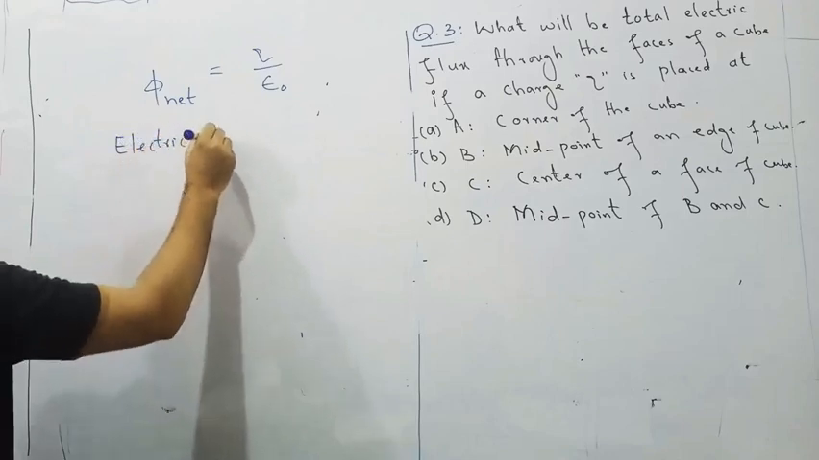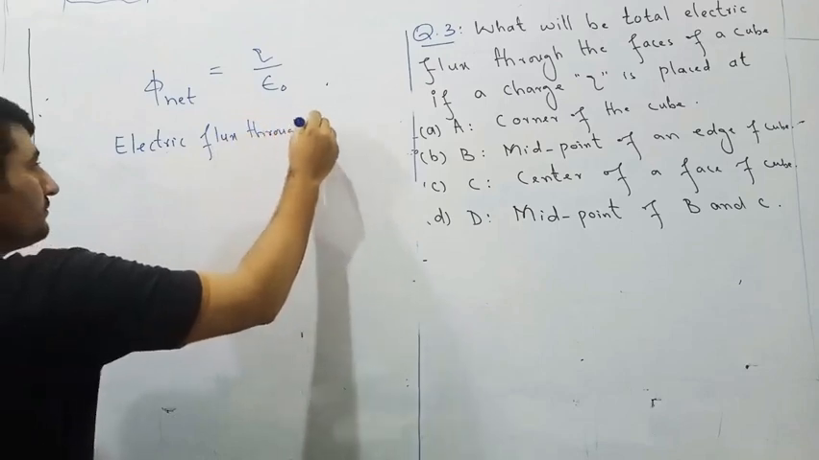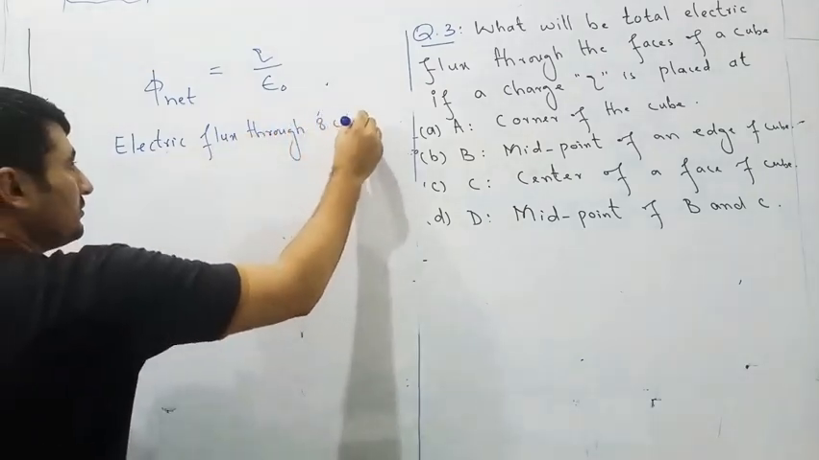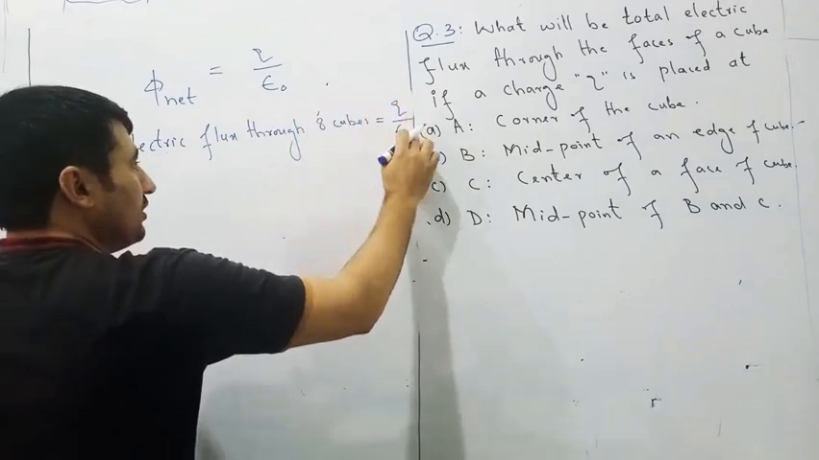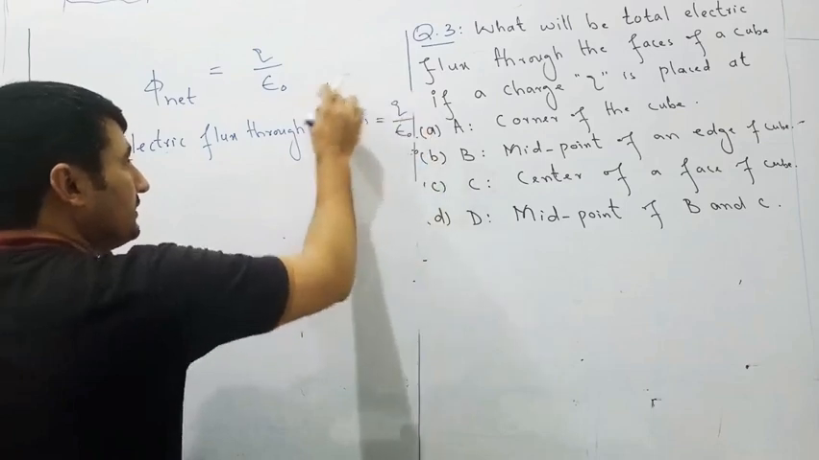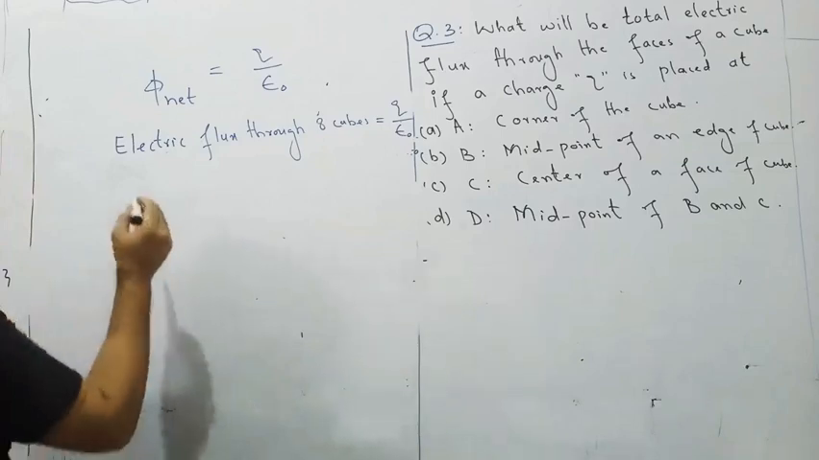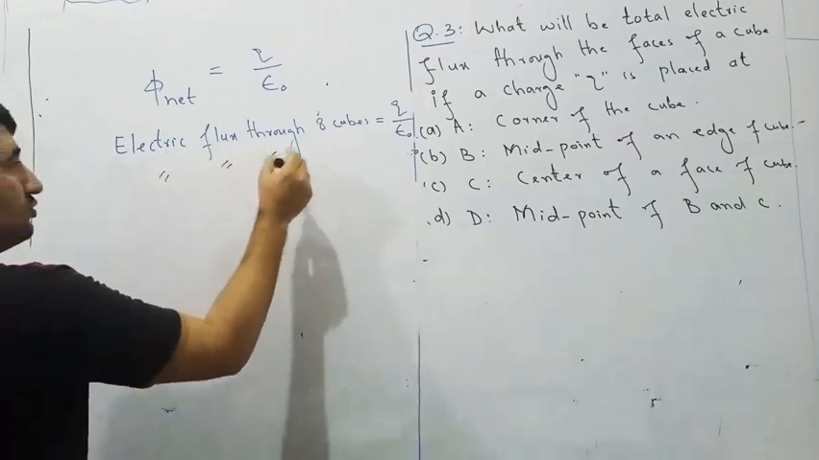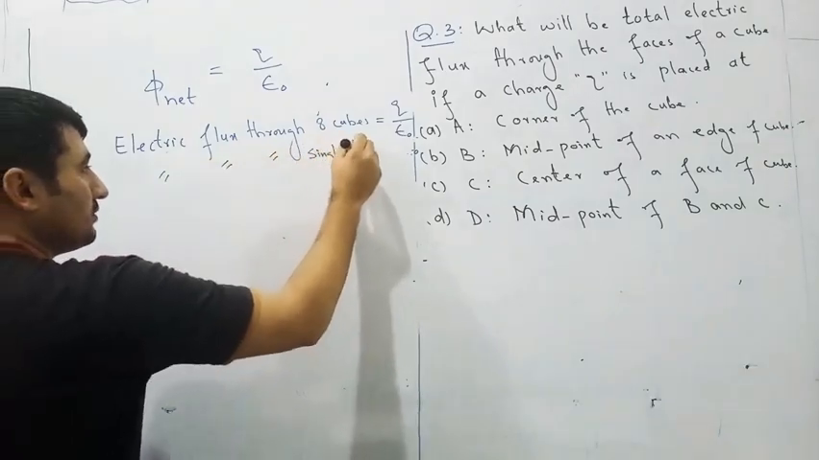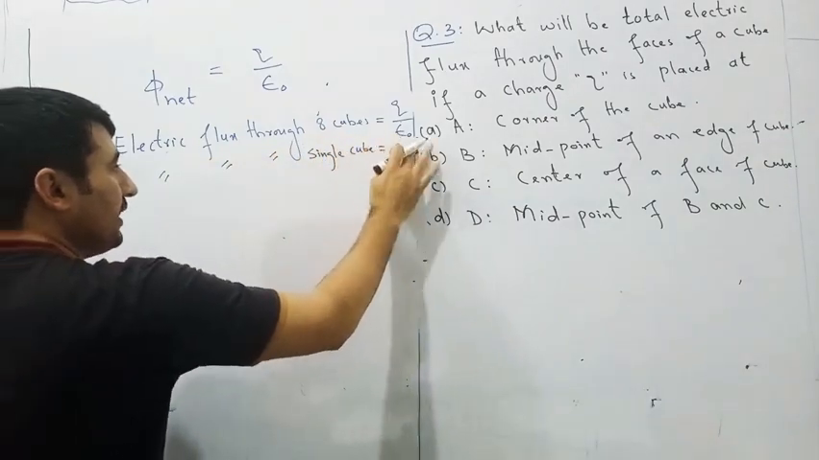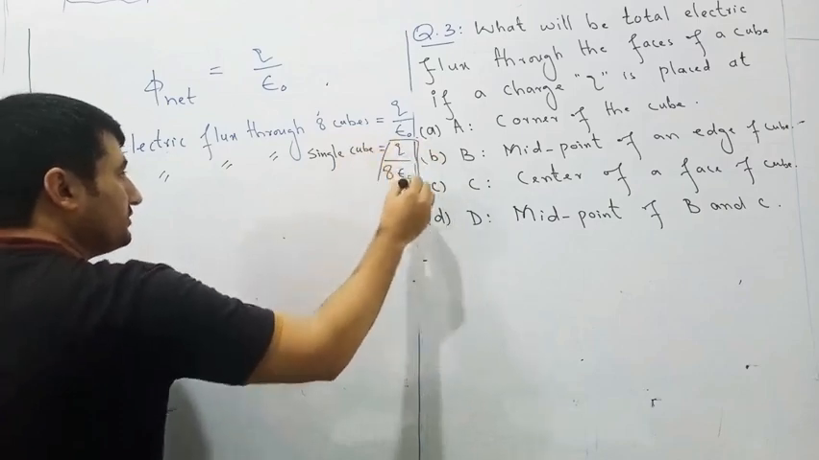Electric flux through 8 cubes is equal to Q by epsilon naught. Q is the charge enclosed by these 8 cubes. So the electric flux through a single cube is equal to Q by 8 epsilon naught. So the correct option is this one.